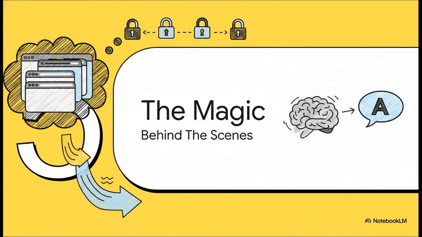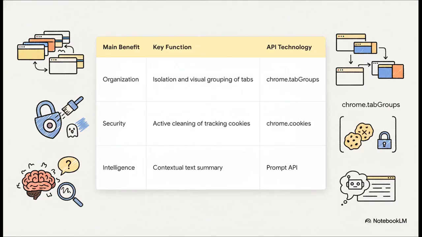You might be wondering, how on earth does this all work together so smoothly? Let's pull back the curtain for a second and look at the magic behind the scenes. And this table just lays it all out so clearly. That visual organization, the tab grouping, that's powered by a browser technology called Chrome.tabGroups. That powerful security sweep that clears out cookies, that's the Chrome.cookies API doing the heavy lifting. And those smart contextual summaries, that's a prompt API. Each big benefit is powered by a very specific piece of tech.